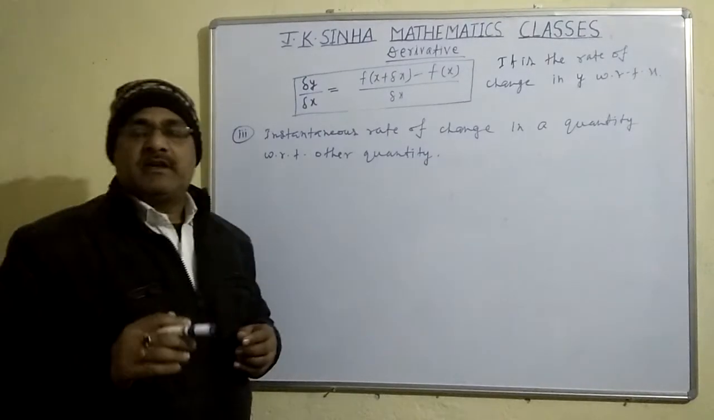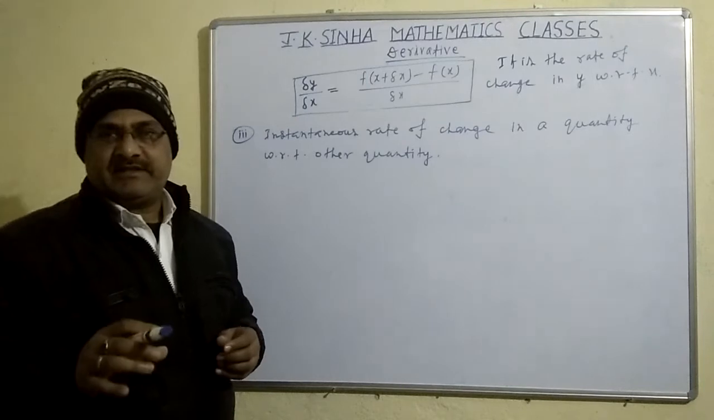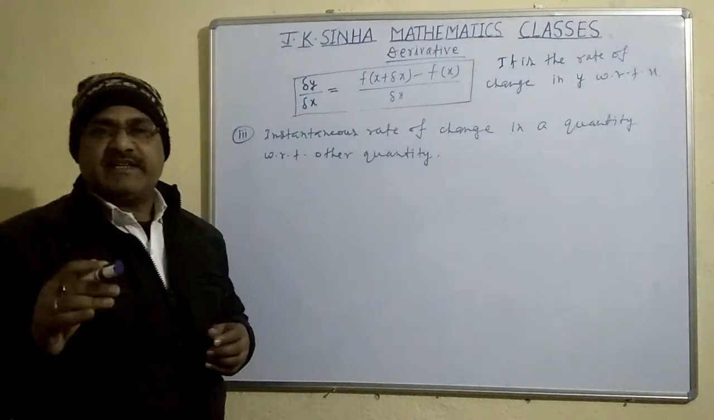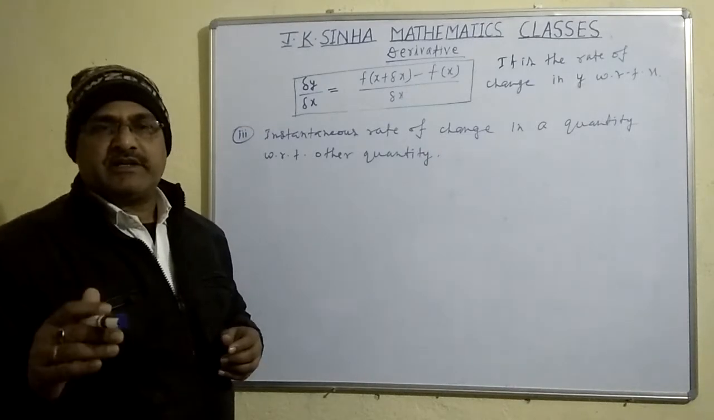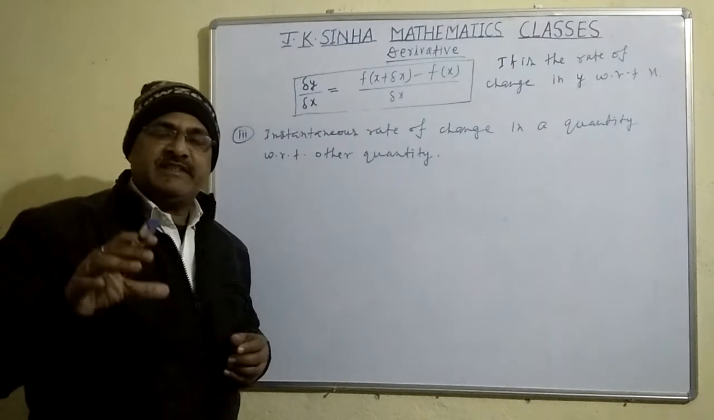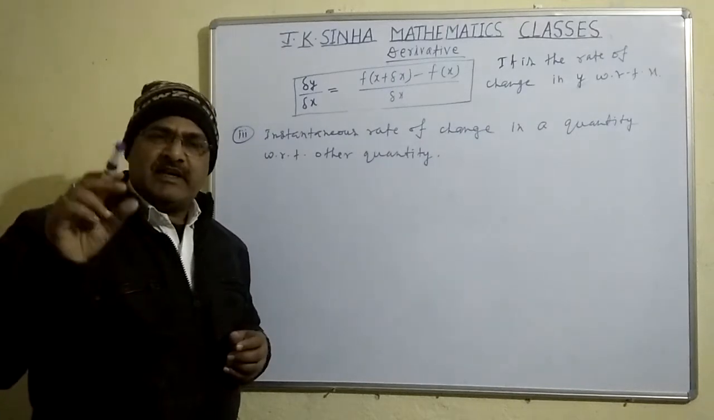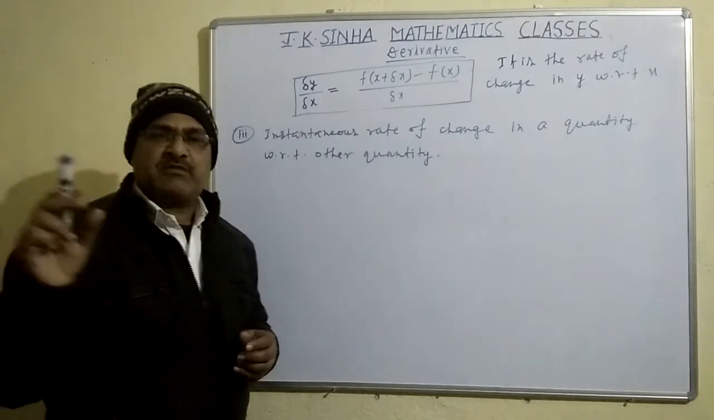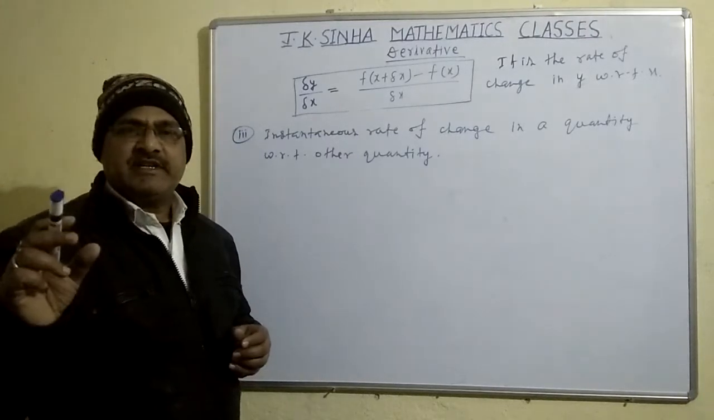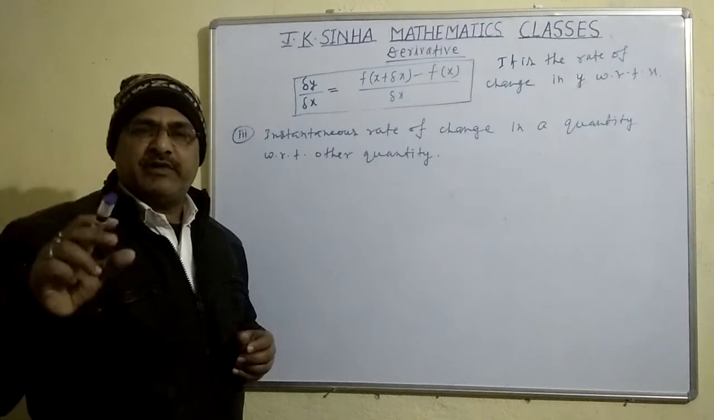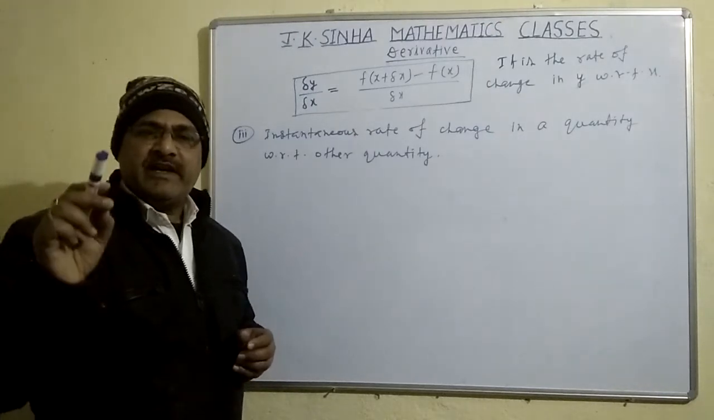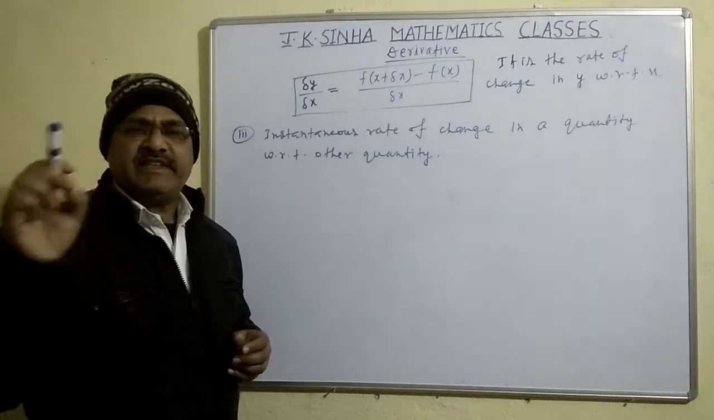Instantaneous means happening immediately, and instantaneous rate of change in one quantity with respect to other means what is the change in a quantity when there is a small change in other quantity. In this way, instantaneous rate of change in y with respect to x means what is the change in y when there is very small change in x.